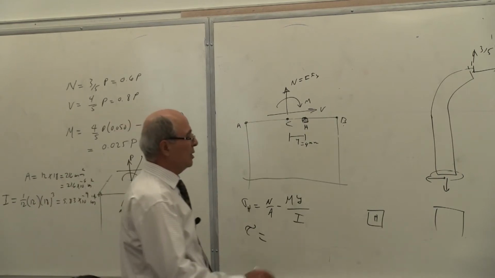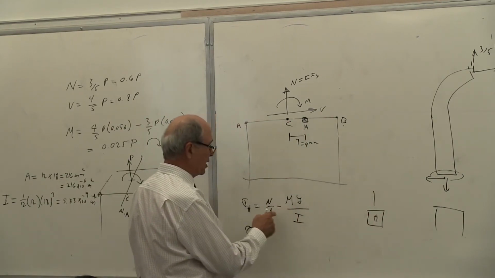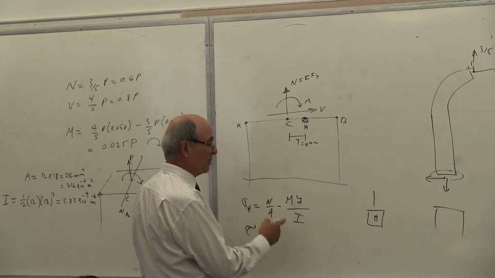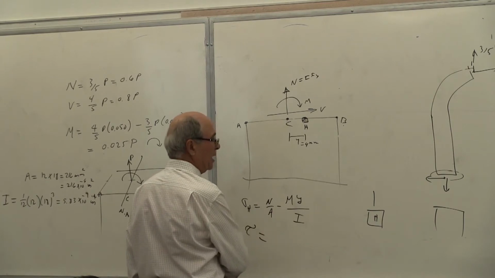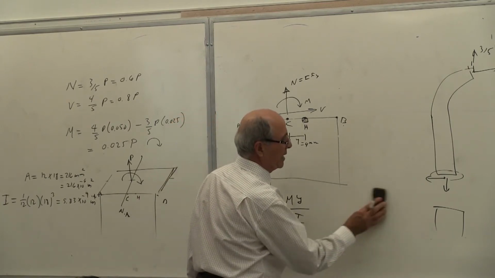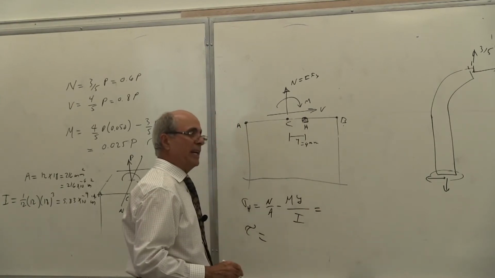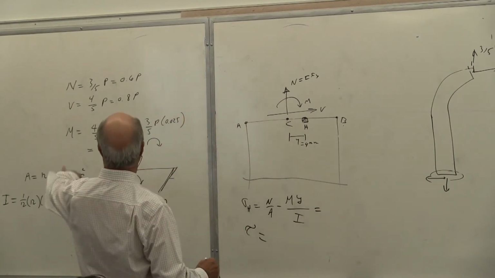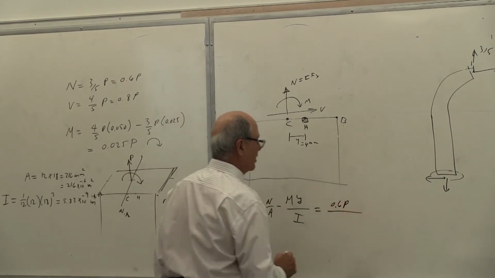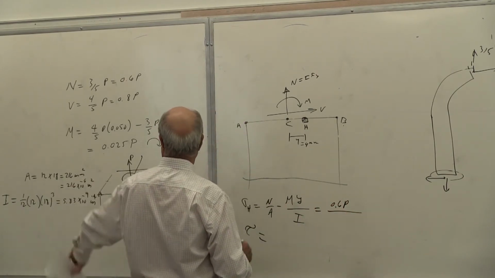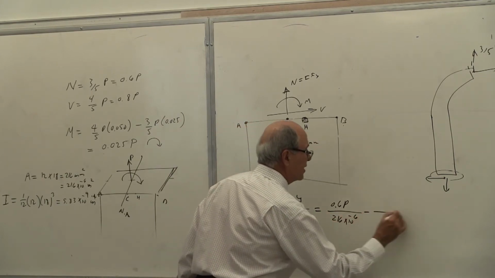You need to calculate the normal stress. We already calculated the normal. This depends which one. It seems to be negative. That's the problem that I purposely put there. So when you calculate this one, let's see what we get there. We get to that point in a minute. So we get here N over A, N equal to 0.6P divided by area, which is 216 times 10 to the power of minus 6, minus M.